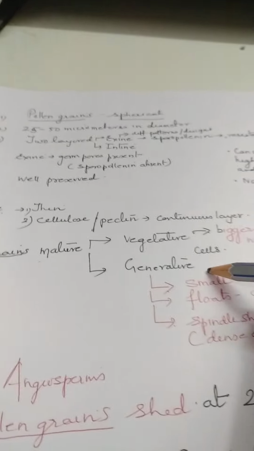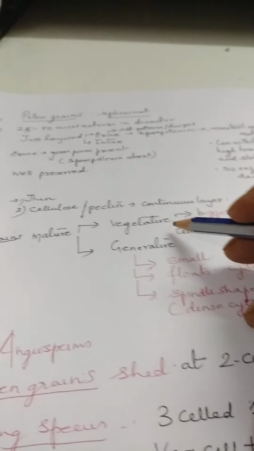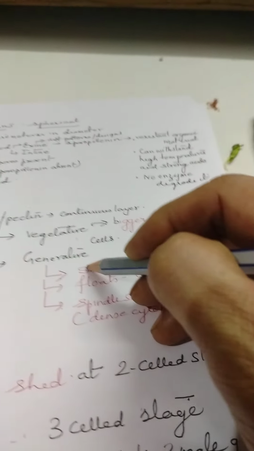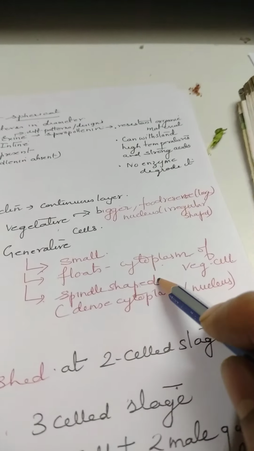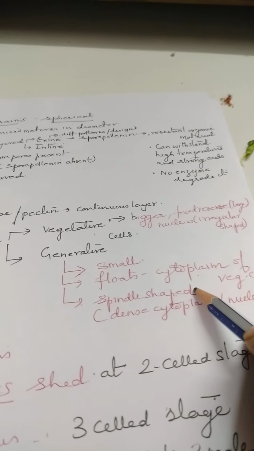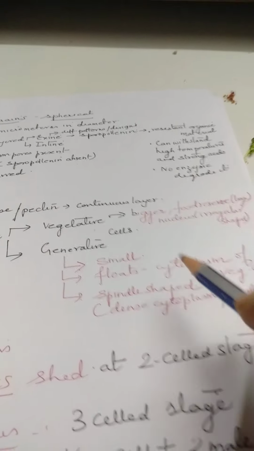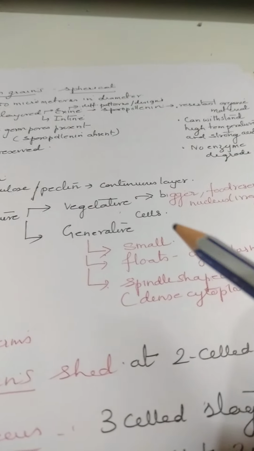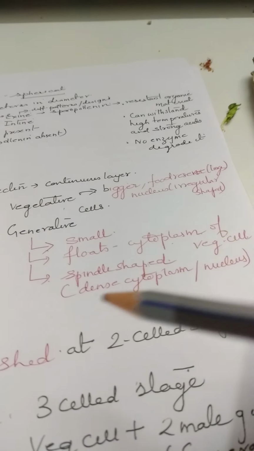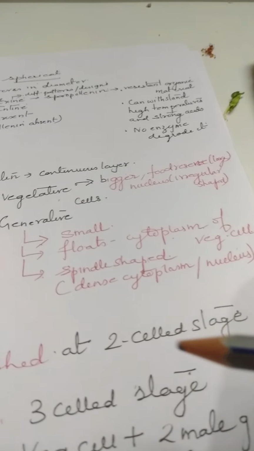When pollen grains mature, they form two types of cells: the vegetative cell and the generative cell. The vegetative cell is bigger, has food reserves in large amounts, and has an irregularly shaped nucleus. The generative cell is small, floats in the cytoplasm of the vegetative cell, is spindle shaped, and has dense cytoplasm and nucleus.